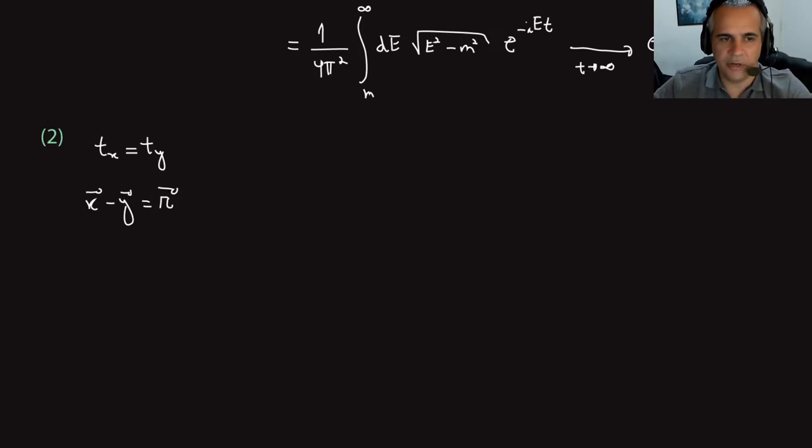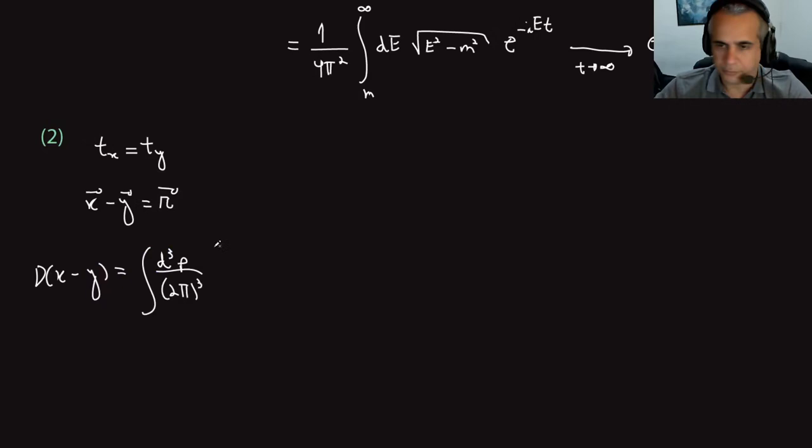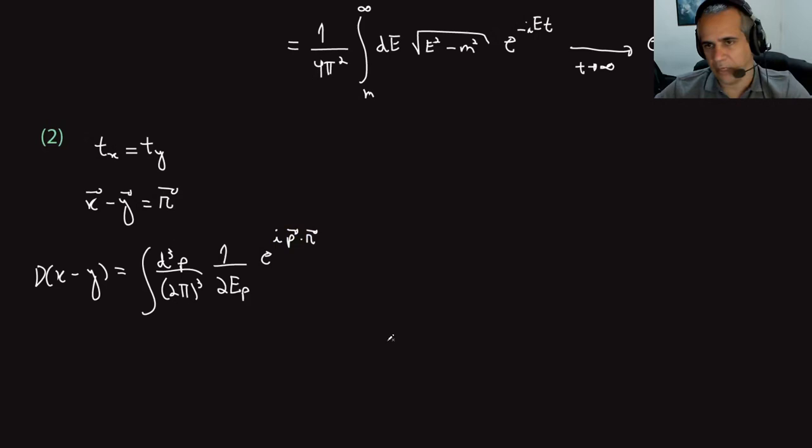And then I'll try to solve the integral again. So D(x minus y) in this case is just the integral in three momenta, d³p over (2π)³, 1 over 2E_p. And now the time part of this exponential goes away. I'm left only with three momenta and the three positions, because I made the two times the same.